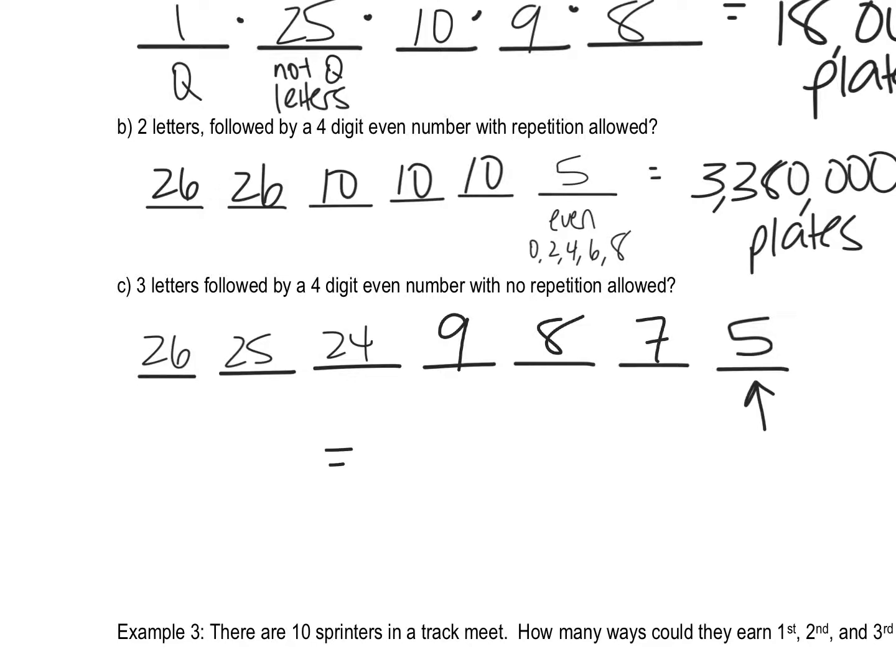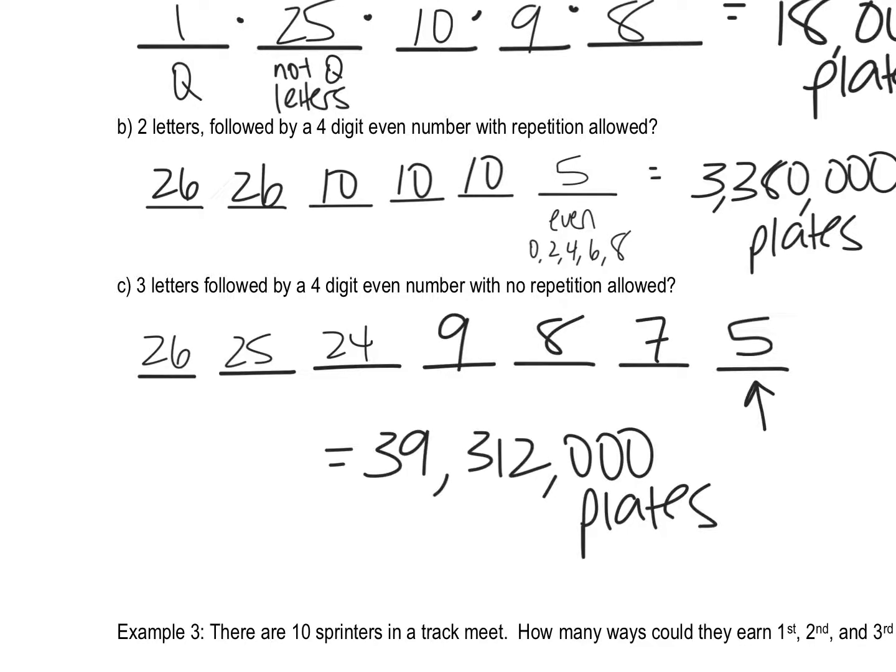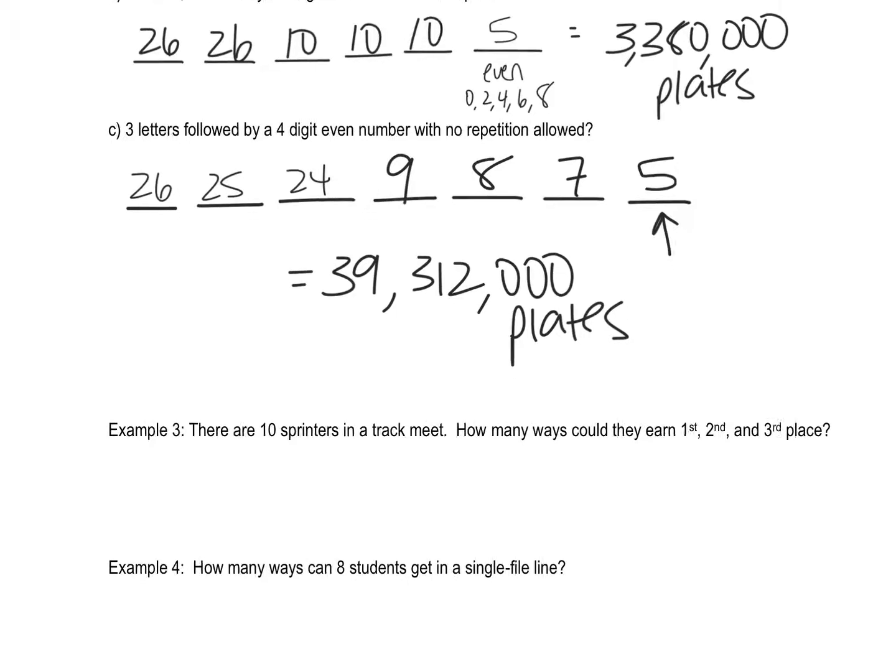When you multiply all that stuff across, you get 39 million, so a ton of different license plate options here if you're not allowed to repeat, and you have 7 different things. 312,000 plates. Okay, let's talk about number 3.